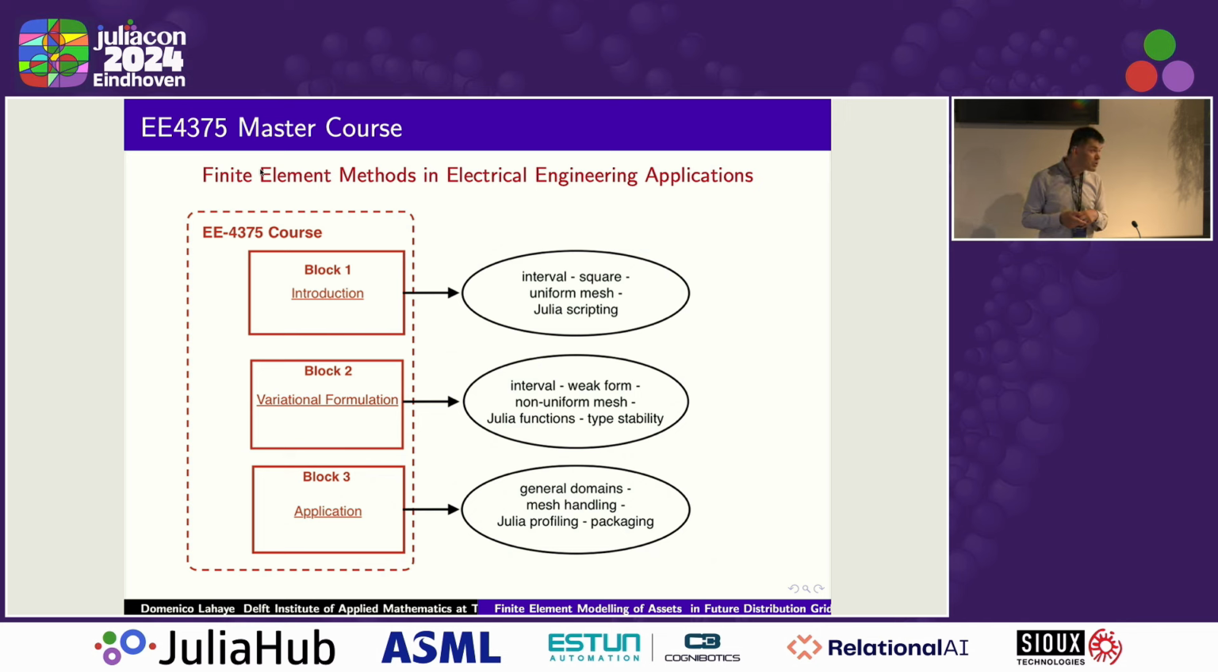And this is a course that spans 7 weeks. Roughly, the course is followed by 20 to 25 students at the master level. And the course material also serves me to bring the Julia also to other teaching that I do at the university.